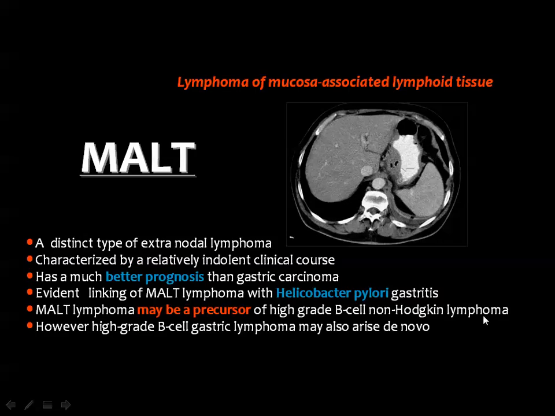And this is the MALT lymphoma, or lymphoma of mucosa associated lymphoid tissue, which has an indolent course with a better prognosis than the non-Hodgkin lymphoma, the B cell. And this MALT lymphoma may be the precursor of B cell non-Hodgkin lymphoma, and also the non-Hodgkin lymphoma may originate de novo in the stomach.